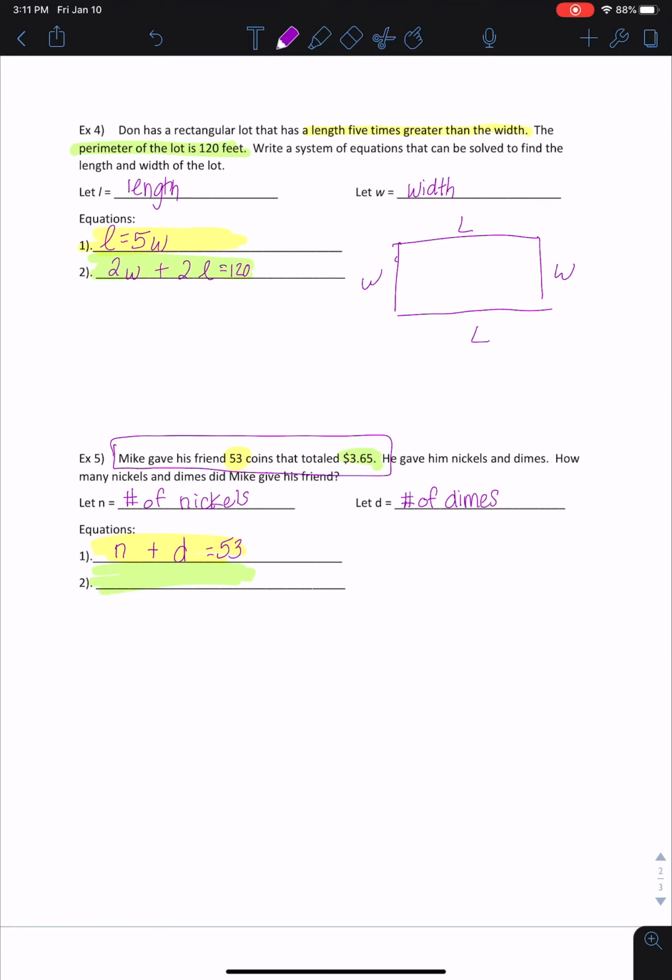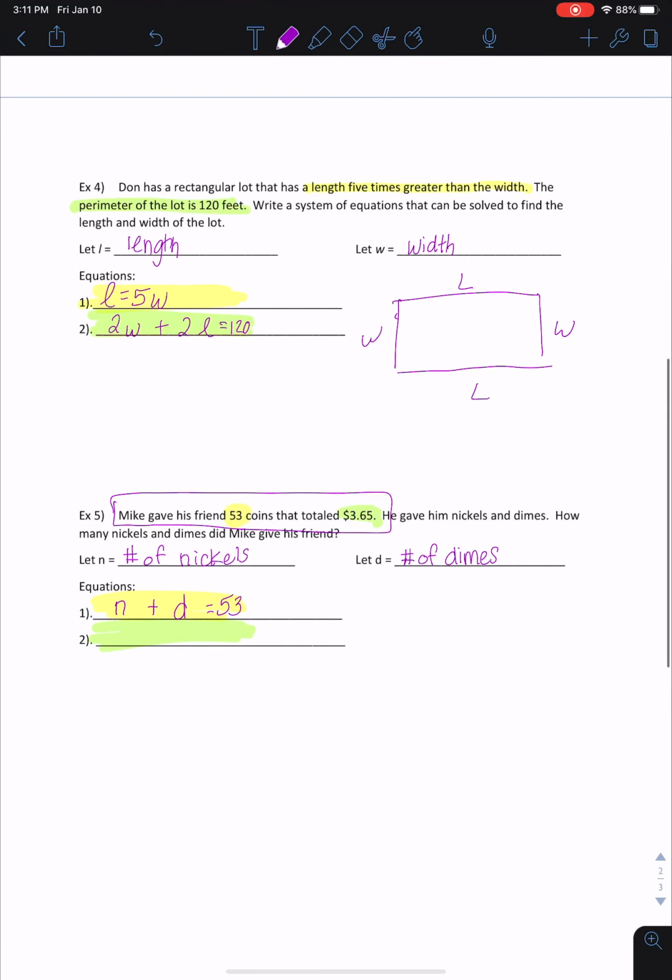Okay, if the total is in money, so dollars and cents, that means my variables, N and D, both need to be written in dollars and cents. So nickels is 5 cents, so 0.05 for every nickel. And dimes is 10 cents, so 0.10 for every dime. So if your answer is money, you need money for both your variables also, okay? And that's it on that one.